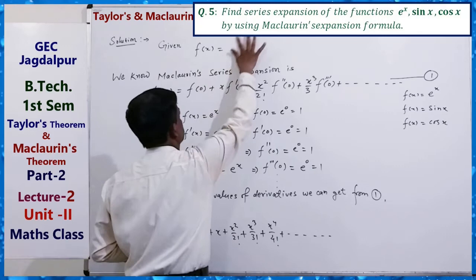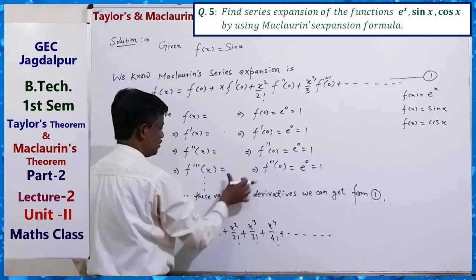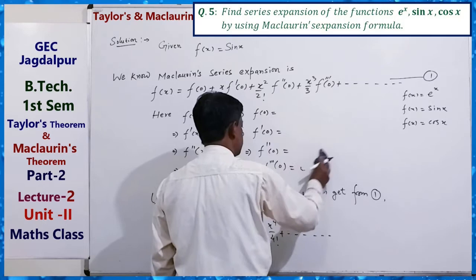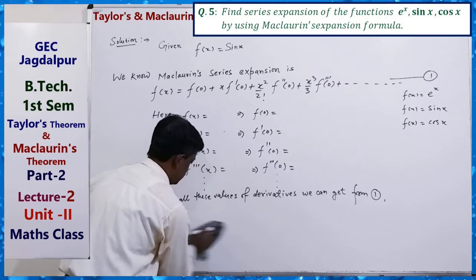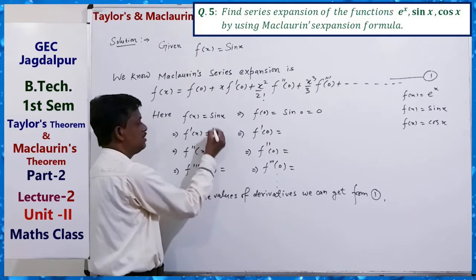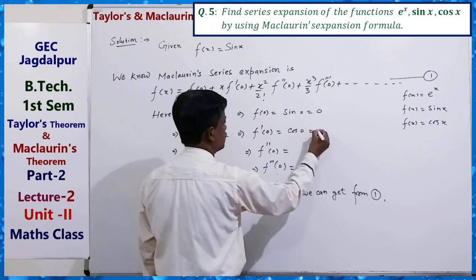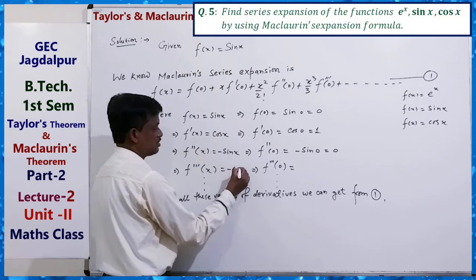Suppose we take sin x. Then we can get the derivatives one by one. f(x) equals sin x, then f(0) equals sin 0 equals 0. Its derivative is cos x, so cos 0 equals 1. Its derivative is minus sin x, so minus sin 0 equals 0. Its derivative is minus cos x, so minus cos 0 equals minus 1.